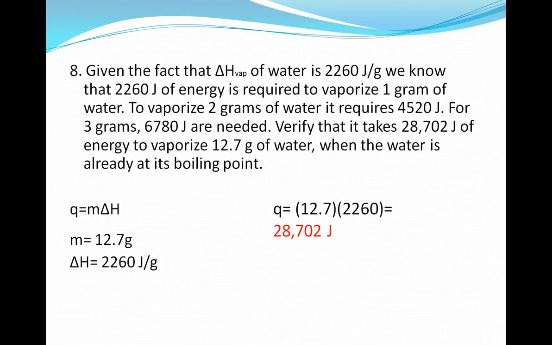So this is a phase change. So you use Q equals M delta H. You're given your mass, your delta H, and you plug it in. You get 28,702, which is verifying it.